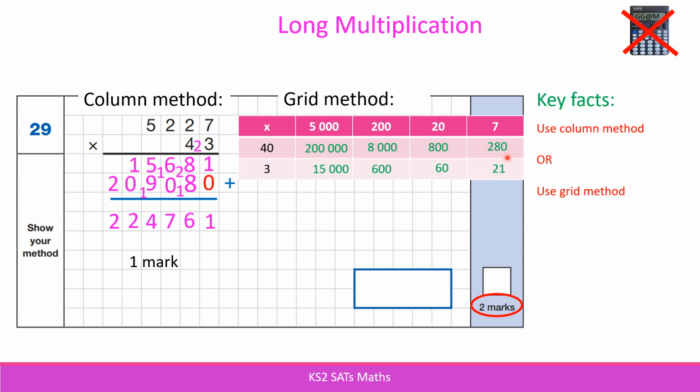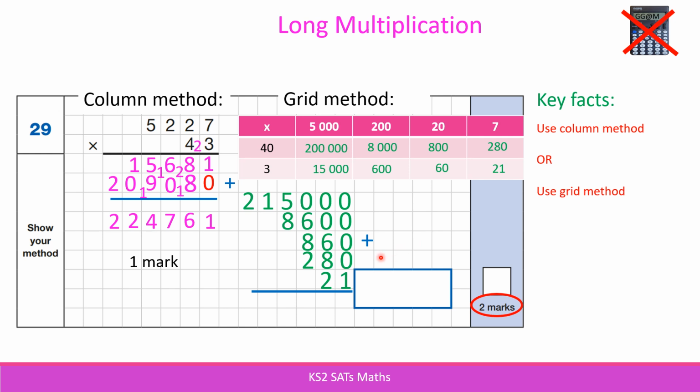We now need to add all these green numbers together. Because we've got a lot to add and we haven't got much space, I'm just going to add these two together first. So 200,000 plus 15,000 is just going to be 215,000. I can see that these will just slot together nicely to give me 215,000. Similarly with the 8,000 and the 600, adding those together, it just gives me 8,600. Then I've got 800 plus 60, which is just 860. And then I'm just going to write the 280 and the 21 on their own because they're slightly harder to add. And I'm going to add together all these values.